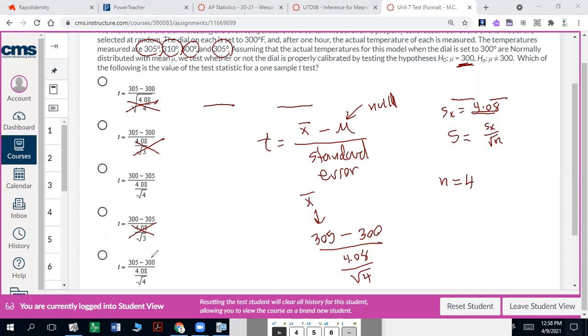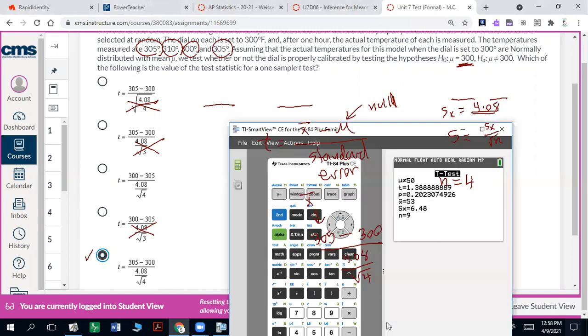So just based off of that alone, it's going to have to be this one here. It's going to have to be 305 minus 300 over 4.08 divided by the square root of 4. Now I can tell you, we can get that information. Here, let me clear this out for a second. Write that down if you need to, or take a picture.